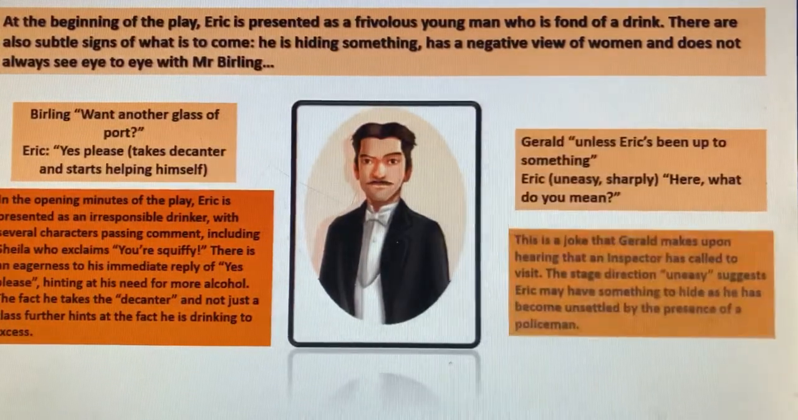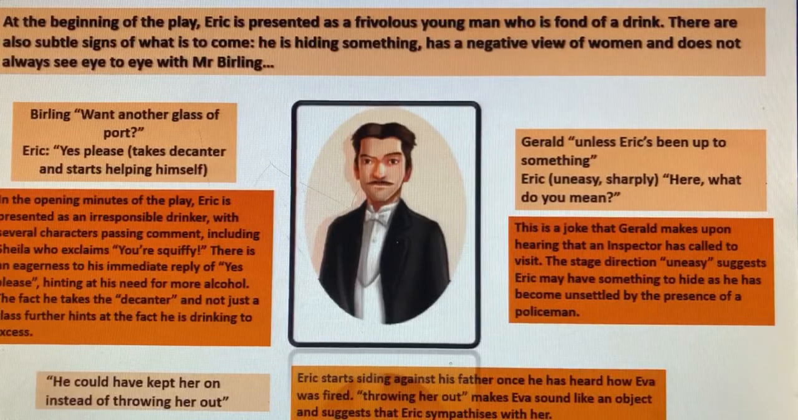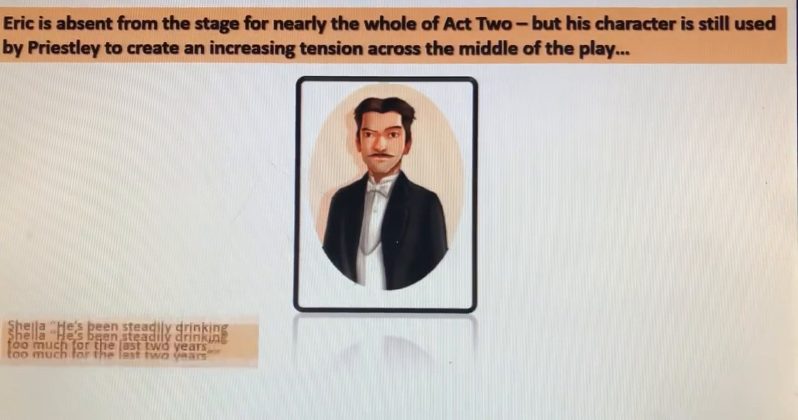A quote, an explanation, and a quote, and the explanation. As the play develops, Eric is absent from the stage for nearly the whole of Act 2, but his character is still used by Priestley to create an increasing tension across the middle of the play.